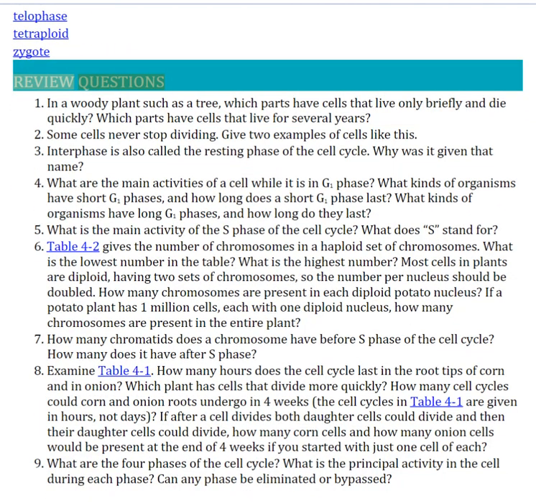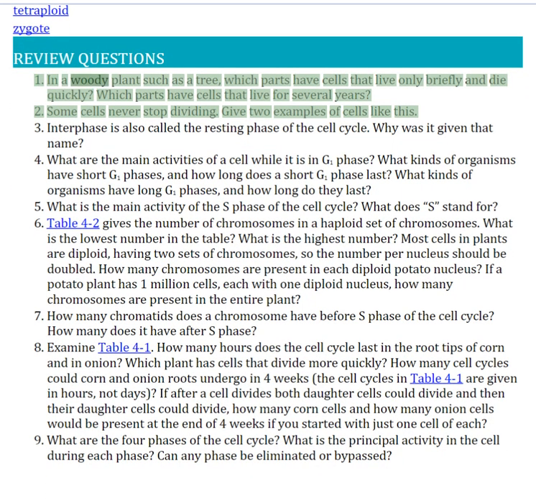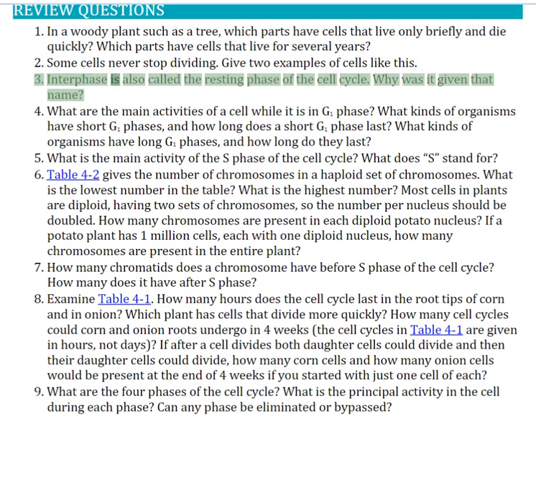Review questions. 1. In a woody plant such as a tree, which parts have cells that live only briefly and die quickly? Which parts have cells that live for several years? 2. Some cells never stop dividing. Give 2 examples of cells like this. 3. Interphase is also called the resting phase of the cell cycle. Why was it given that name?